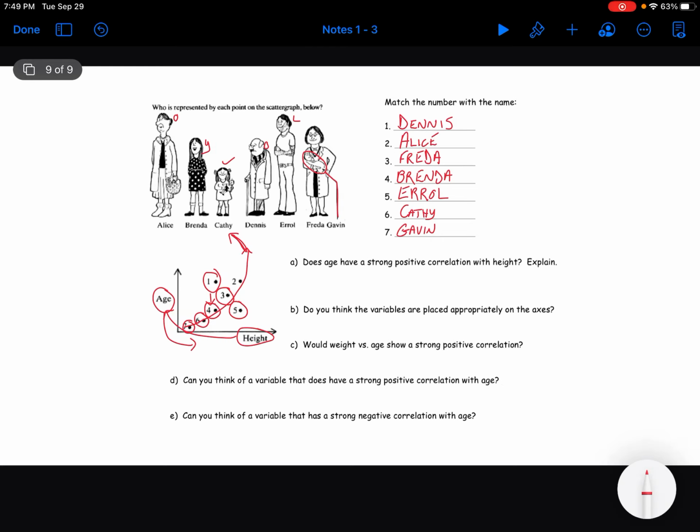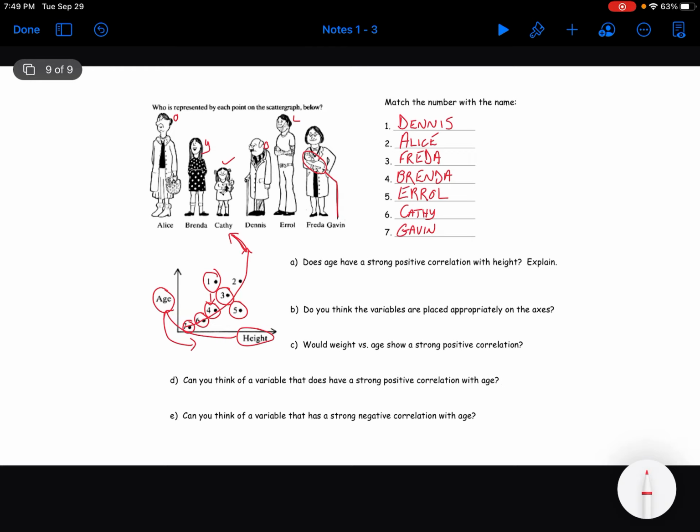Would weight versus age show a strong positive correlation? I think it would be very similar. As you get older, you put on weight. Okay, that's just from growing. That's just from getting taller. It doesn't matter if you're gaining weight because you're trying to work out or something. As you age, you get bigger. Until you stop growing, you're probably going to be putting on some weight.